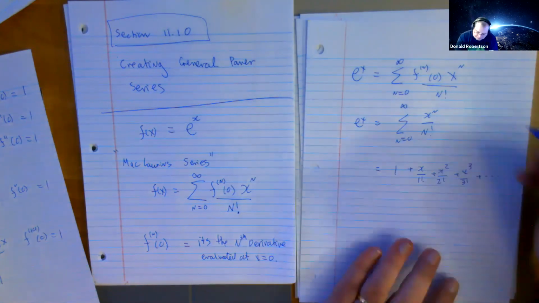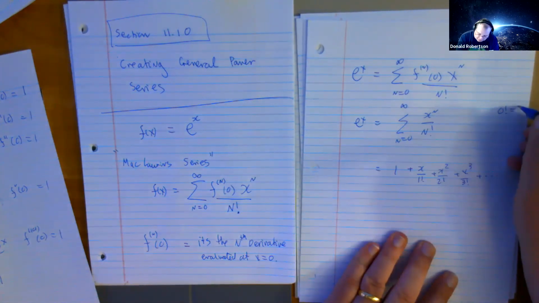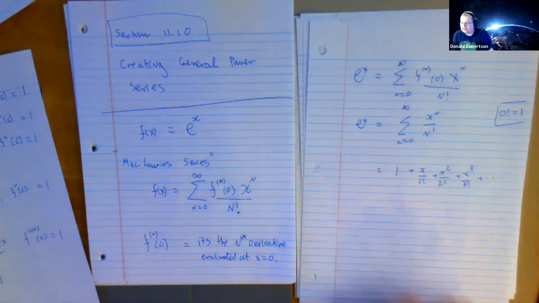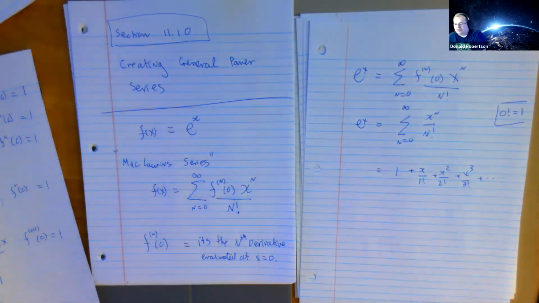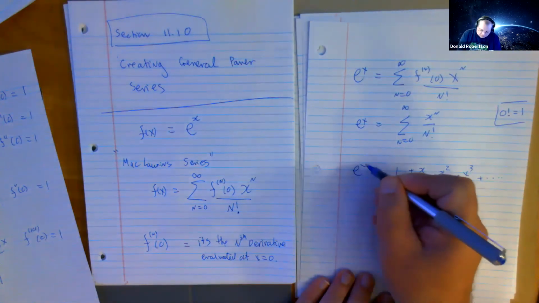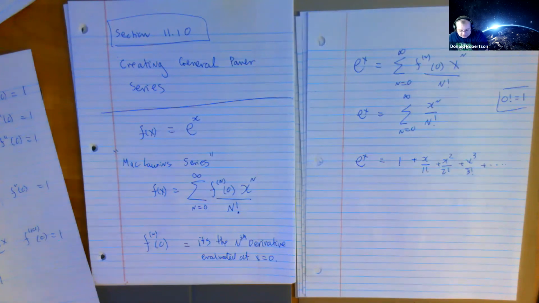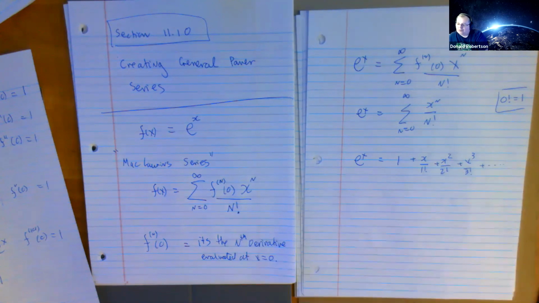Oh, and a side note, e to the 0 is 1. 0 factorial is 1, right? It is, because it is. That means, haven't we got a power series for e to the x now? Oh, come on, that is cool. E to the power of x can be written as this infinite polynomial.